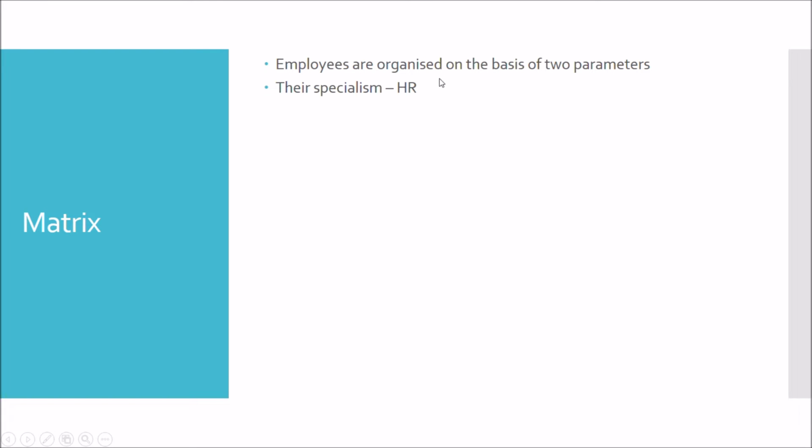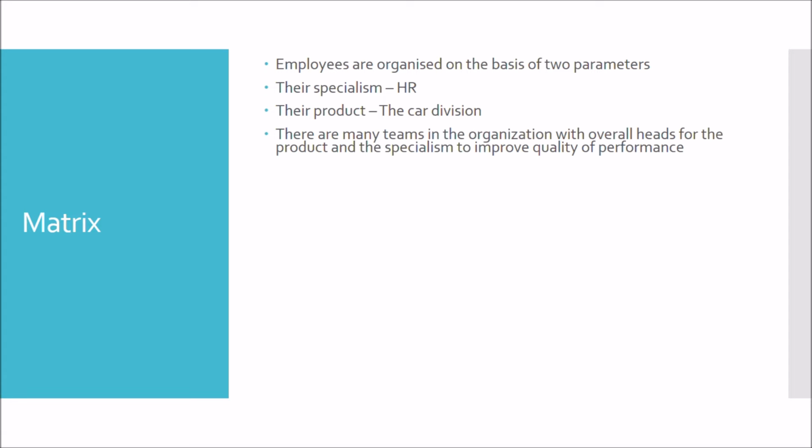Their specialism, so let's say the HR person, and their product. So let's say then the car division, the HR person in the car division. And so there's many teams within this organisation. So the organisation is now based upon teams rather than on divisions or rather than on functions. And these teams have employees based on these two parameters.